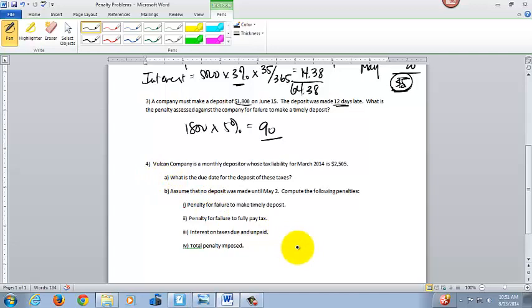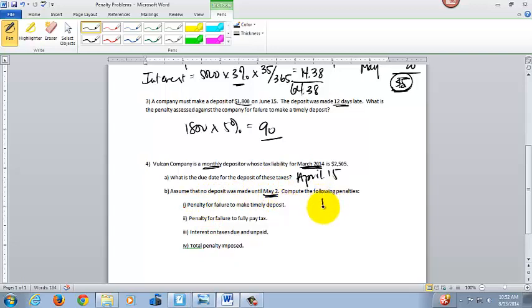Vulcan Company is a monthly depositor whose tax liability for March 2014 is $25,051. What's the due date for the deposit of these taxes? If it's from March and he's a monthly depositor, it should have been paid April 15th, right? Okay. Assume that no deposit was made until May 2nd. Compute the following penalties.